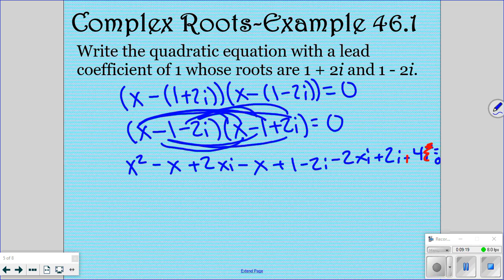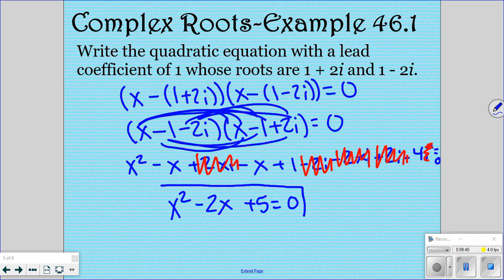So now, if we look, we have a plus 2xi and a minus 2xi that cancel, and we have a negative 2i and a positive 2i that cancel. And so you're left with x squared minus 2x and then plus 5 equals 0. So that would be your answer. So whenever you're making your quadratic equation, when you get to your final answer, all of your i's should cancel out. If they don't, you did something wrong when you distributed. Because we want to end up with something that looks like what we try and factor.